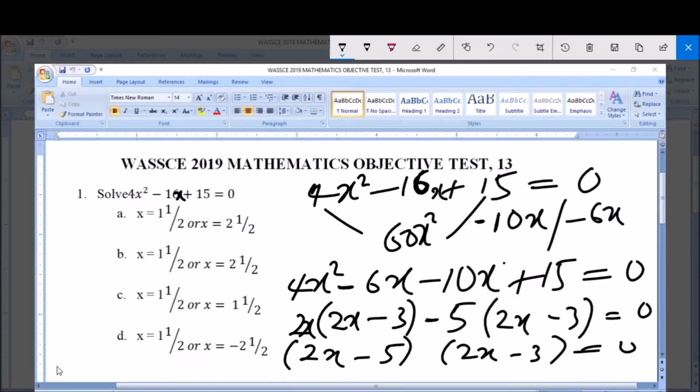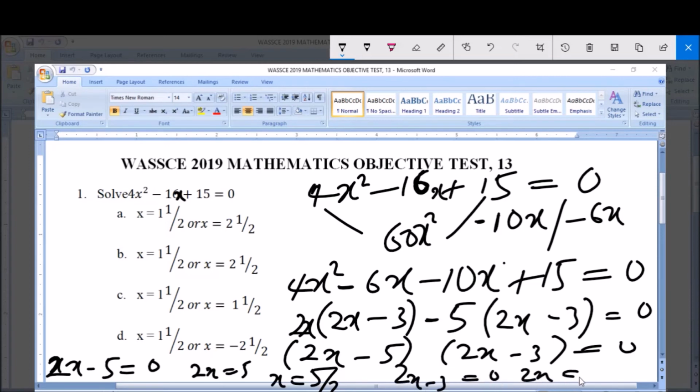Now to get the first x, we say 2x minus 5 equals 0. 2x will be equal to 5. x will be equal to 5 over 2. For the second x, we have that 2x minus 3 equals 0. So 2x equals 3, and x equals 3 over 2. So we have 5 over 2 and 3 over 2 as our answers.